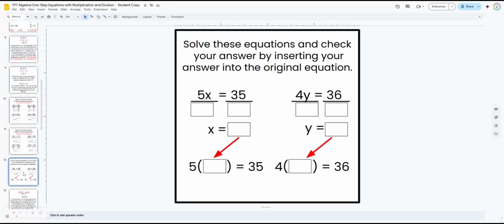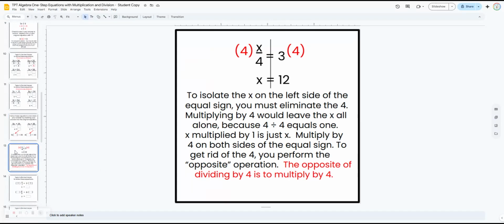When they get to slide 12, they're going to solve, and then they're going to place their solution in place of the variable in the original equation and prove that their answer is correct. Then they're going to move on to division problems.